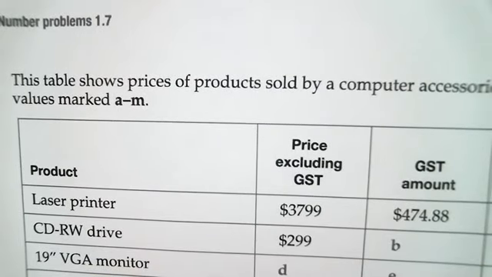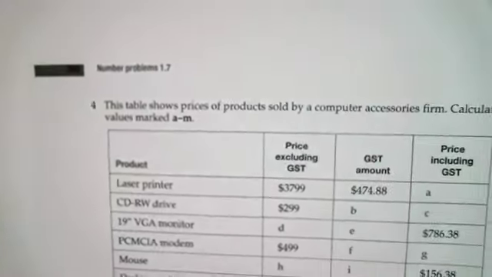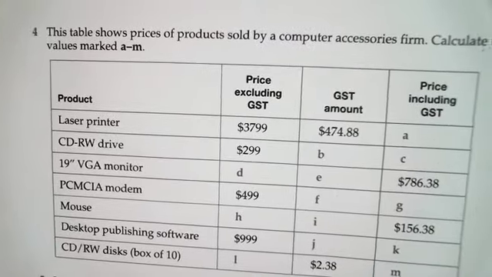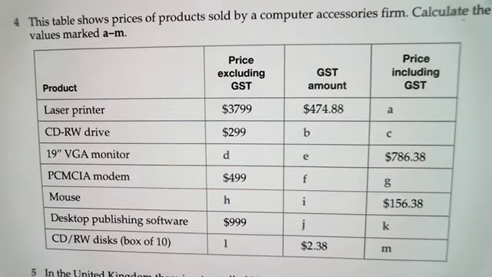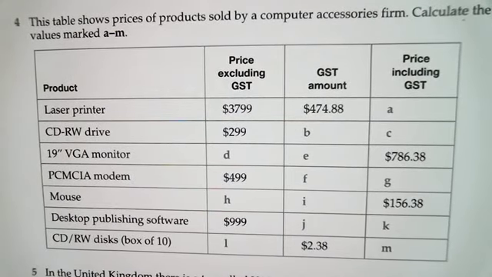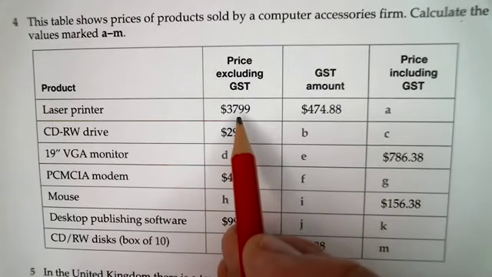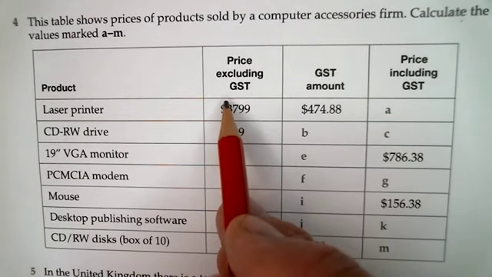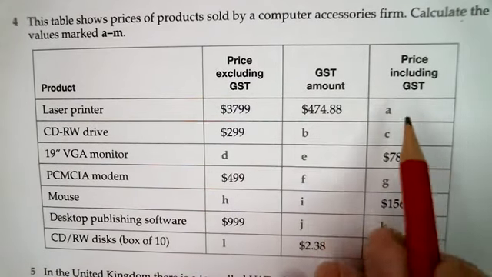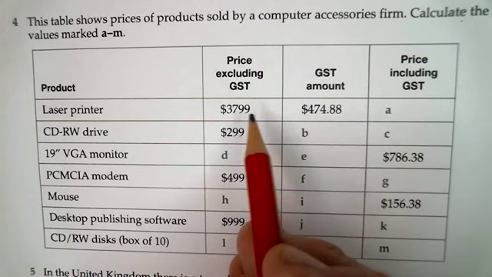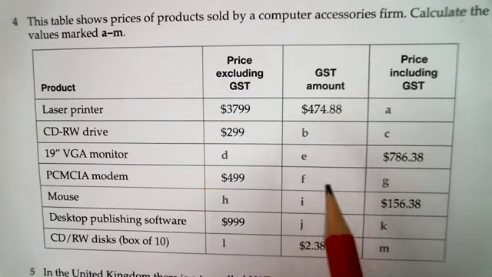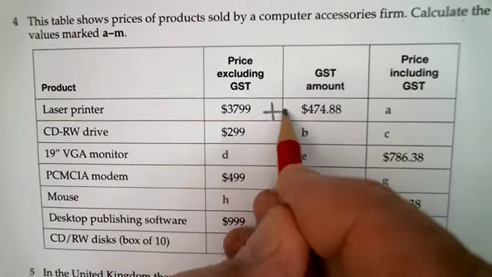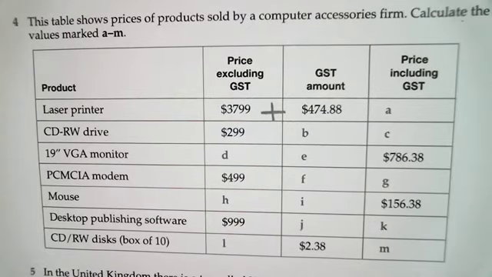Prices of products sold by a computer accessories firm. It says calculate the values marked A to M. So I'll do these on the calculator, but I'll show you how I'm doing them as I go. So first of all, we've got the price excluding GST. That's just the price itself. We've got a certain amount of GST added, and it says what's the price including? So the price including must be simply this price plus the GST to give the new price. So we're going to take those two prices and add them together.